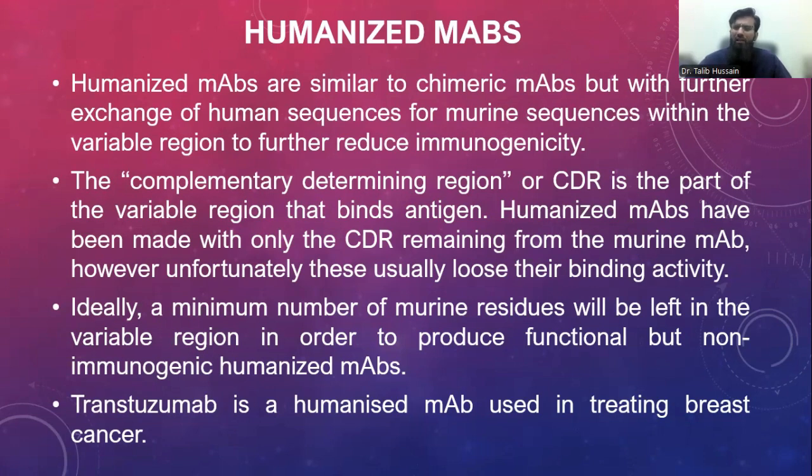So ideally, instead of using only the CDR, we should use some low-density binding murine residues to be introduced inside the variable region so that they remain functional and intact. A humanized MAB with CDRs and some bases which are attached to the CDR of the murine residues will result in a more stable preparation.